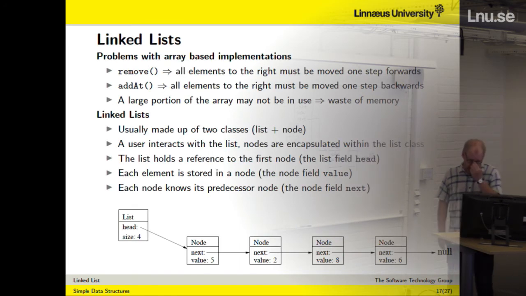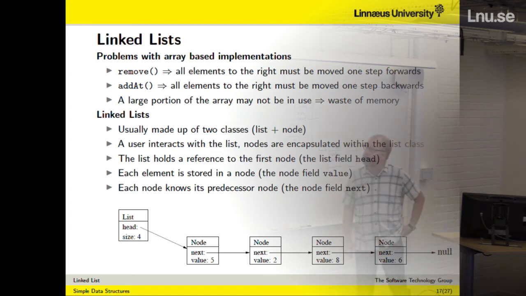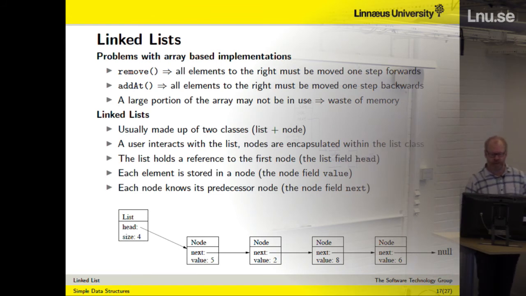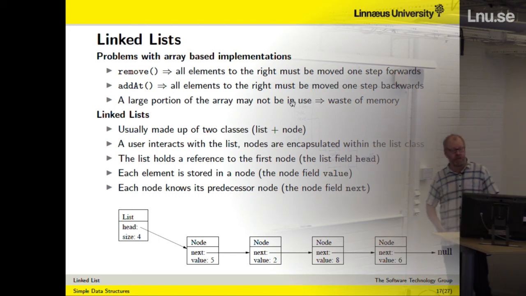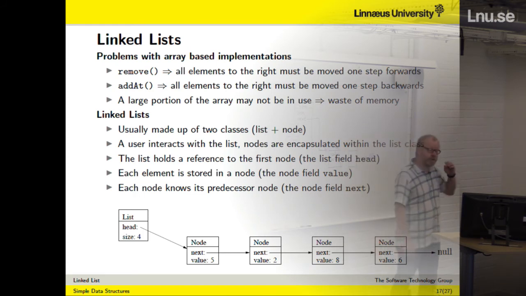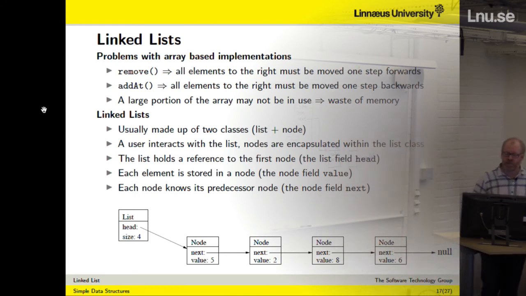Another approach to implement a list is to use a linked approach. So the disadvantages with array-based implementation: on remove, all elements have to be moved one step forwards, and on add, all elements to the right must be moved one step backwards. And also a large portion of the array may not be in use. We have a somewhat waste of memory, although memory is not that important any longer. Anyway, another approach is the linked approach, and it's made of two classes.